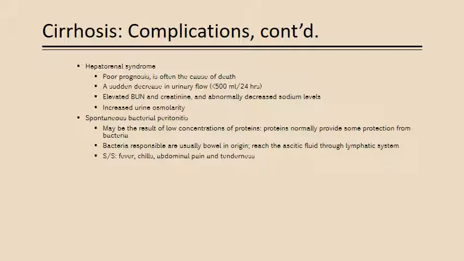Spontaneous bacterial peritonitis. This may be the result of low concentrations of proteins. Proteins normally provide some protection from bacteria. And the bacteria responsible for this peritonitis are usually bowel in origin, and they reach the acidic fluid in the abdomen through the lymphatic system. The signs and symptoms are going to be the fever, chills, abdominal pain, and tenderness.